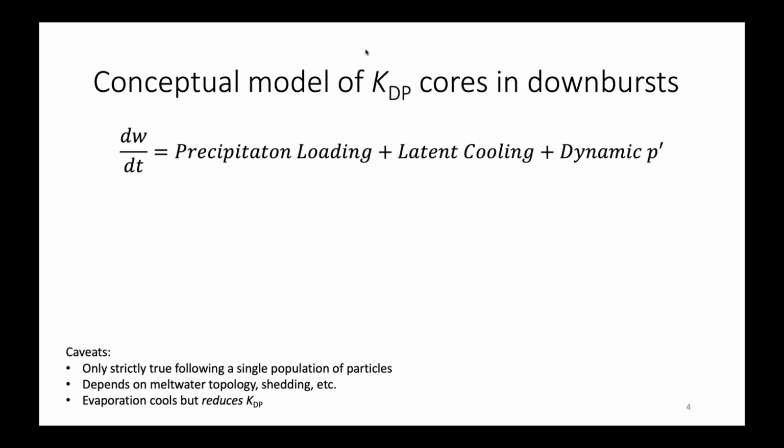So to kind of motivate the work that Charles will be presenting today and why we want to be looking at KDP cores for downbursts, I have here the equation just for the acceleration of the vertical velocity in a downburst, as is typically understood. We have the precipitation loading. We have negative thermal buoyancy due to latent cooling and microphysical processes. And then you can have a dynamic pressure perturbation. And for the purposes of today, since we're really concerned about these pop-up low shear environments, we'll be neglecting the dynamic pressure perturbation.